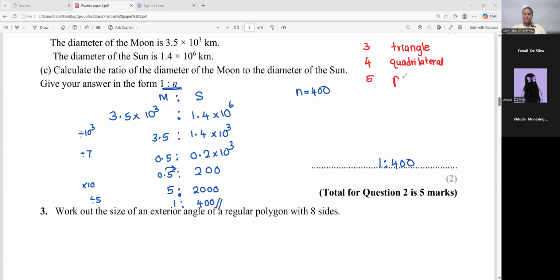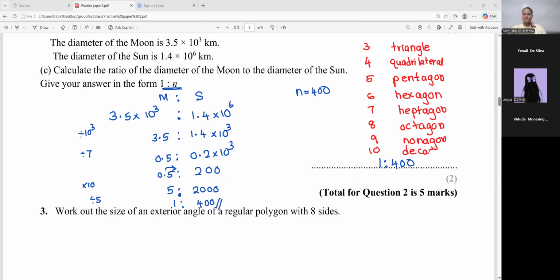5 sides, pentagon. 6 sides, hexagon. 7 sides, heptagon. 8 sides, octagon. 9 sides, nonagon. 10 sides, decagon. Only up to 10 is enough. Then if it has 12 sides, they will mention it in this way.